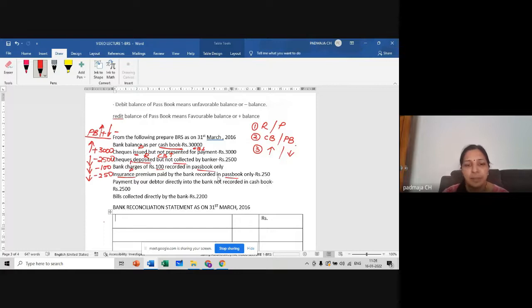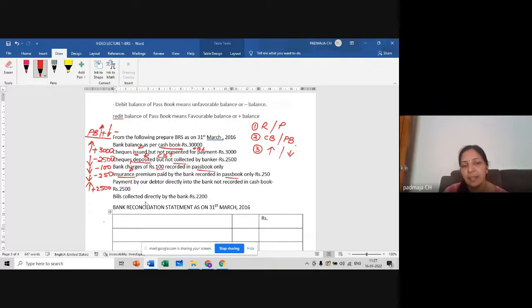Okay. Next, payment by our debtor directly into the bank, not recorded in the cash book. Payment by our debtor means what? It's a deposit made by our debtor. Deposit means it's a receipt, recorded in passbook. A receipt recorded in passbook will increase the balance in passbook. So what we have to do, guys? We need to add 2500 rupees.